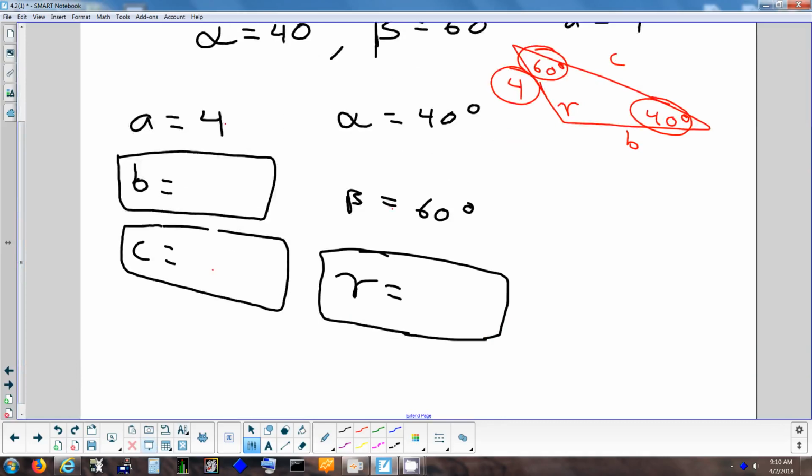So in this particular problem, there's something here that's probably the easiest thing to find. We don't really need law of sines to do it. Anyone think they can tell me what's the quickest thing we could find here? Yep. Gamma. Yeah, we can get gamma pretty quick because we already have 2 angles. So we're going to add them up, subtract from 180. And what do you get for gamma? 80. 80.